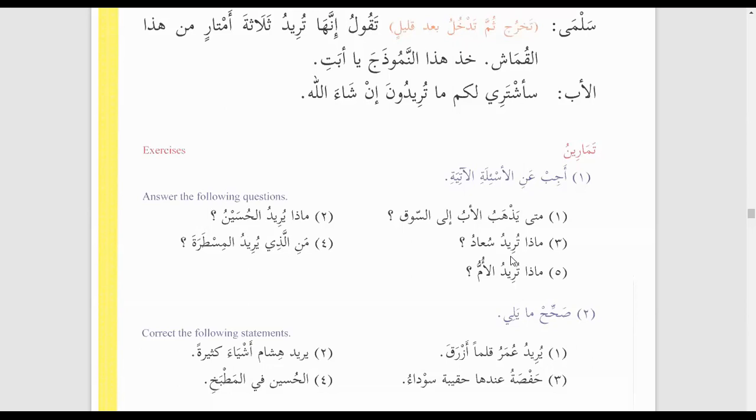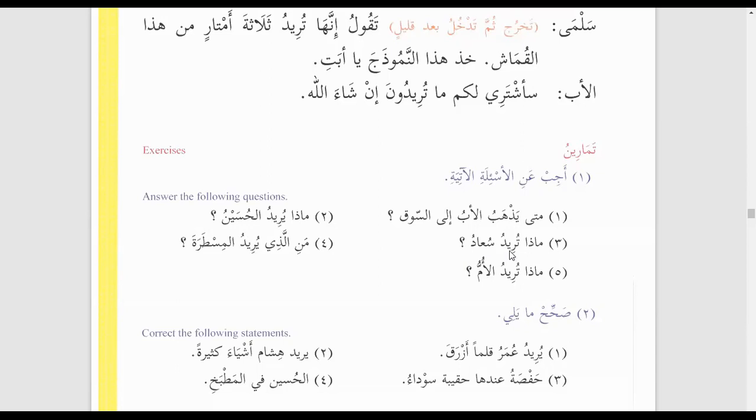Okay. Number three. ماذا تريد سعاد؟ What does Suad want? Turidu mistaratan kabiratan. She wants a big ruler.